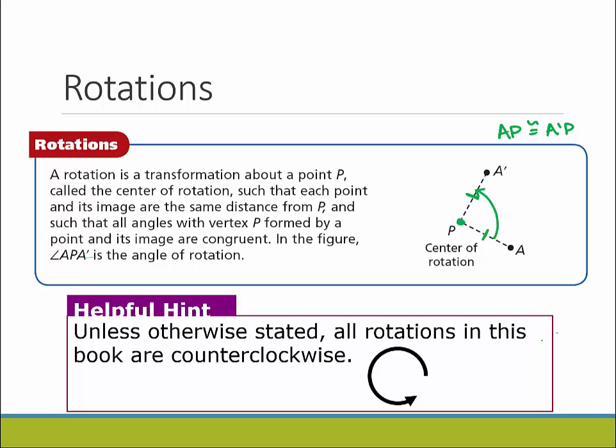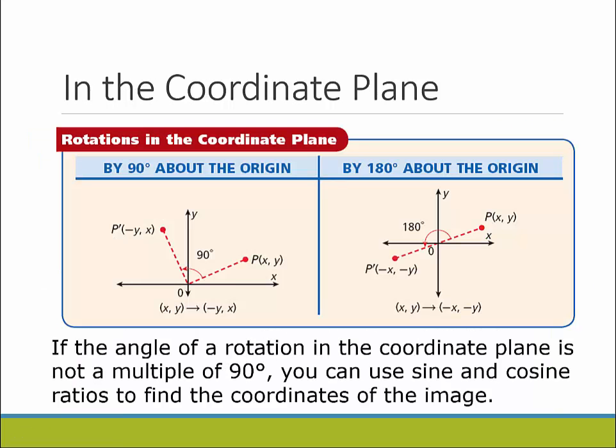Unless otherwise stated, all the rotations that we're going to do are counterclockwise. I know that seems backwards, but really the clock is the only thing that goes clockwise. So counterclockwise in math is usually the right way. We're going to do three main transformations: 90 degrees about the origin, 180 degrees, and 270, which is a combination of these two.